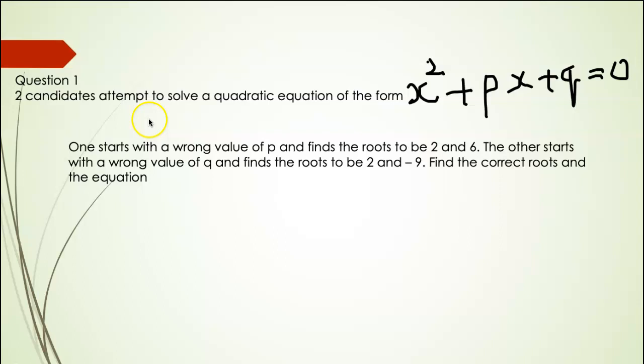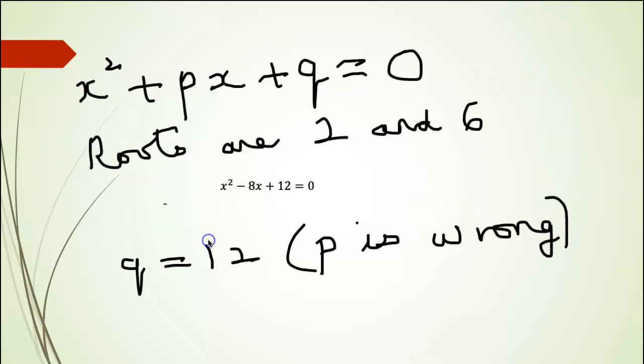Now two candidates attempt to solve a quadratic equation of the form x squared plus px plus q equal to 0. One starts with a wrong value of p and finds the roots to be 2 and 6. The other starts with a wrong value of q and finds the roots to be 2 and minus 9. Find the correct roots and the equation.